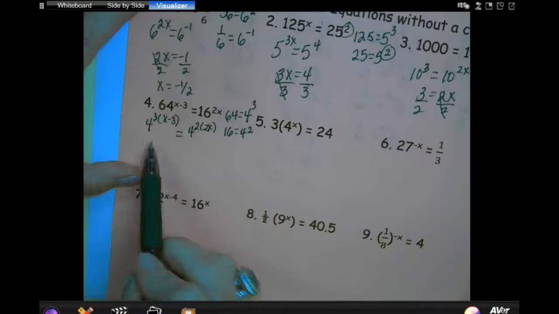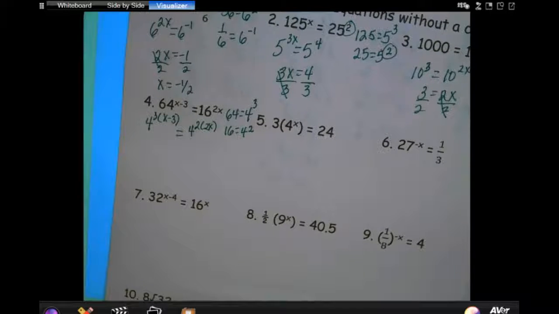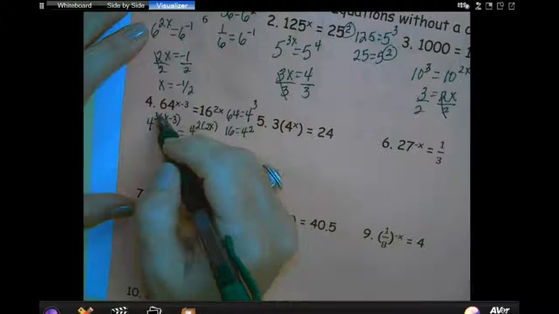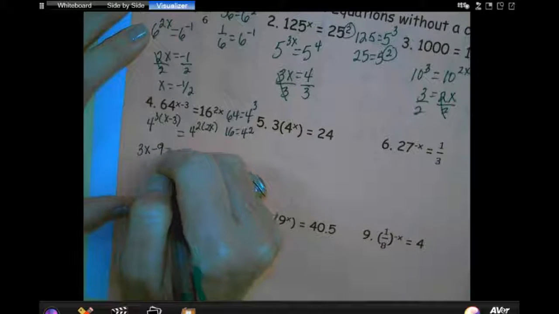So now the bases are the same. What you want to do is put what's already there in parentheses, because you're going to have to distribute to get the right answer, right? So I'm going to take 3 times x and get 3x minus 9.